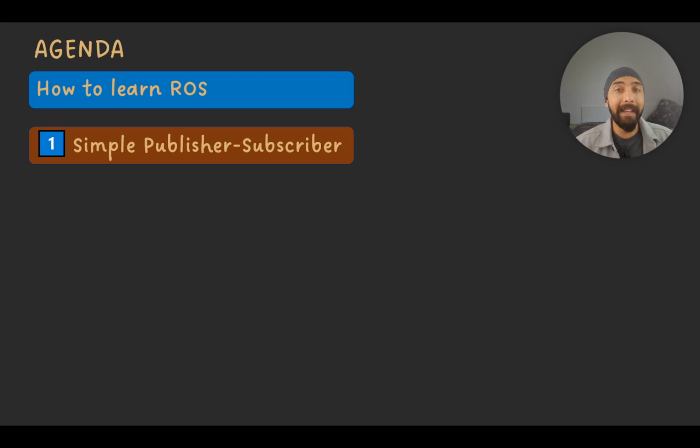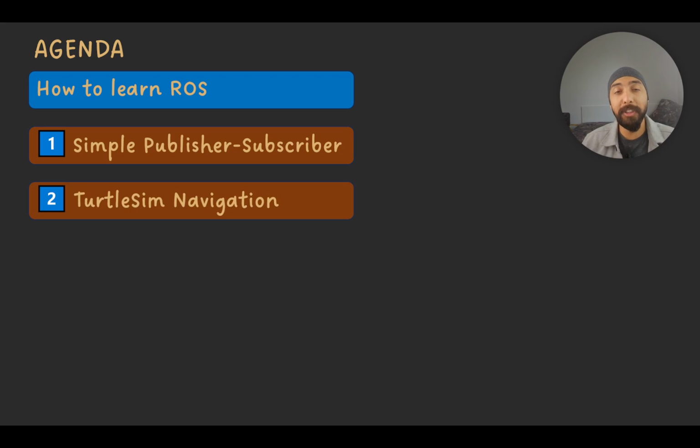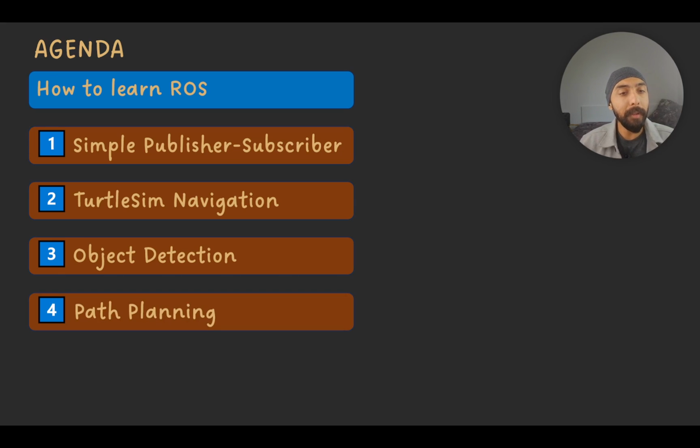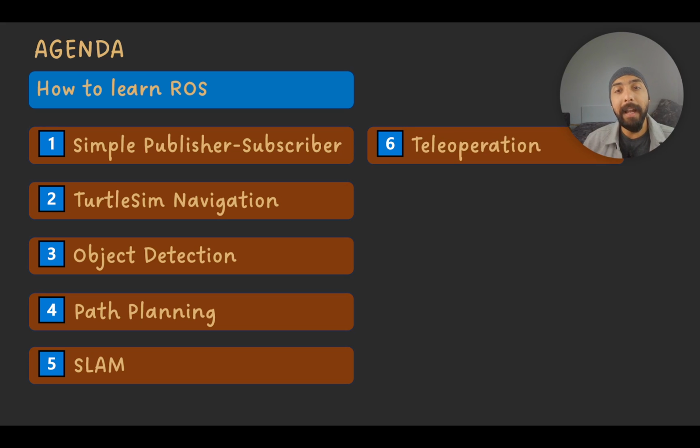The first one being simple publisher subscriber, which is followed by turtle sim navigation, and the third project is then that of implementing object detection in ROS. That is followed by a path planning project. The fifth project deals with simultaneous localization and mapping. And the sixth project involves teleoperation control of a robot using ROS.